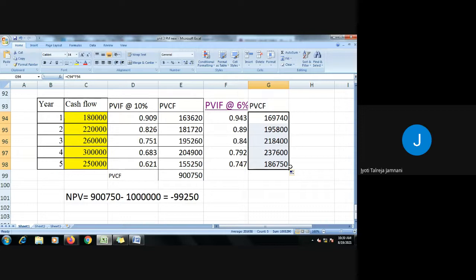1,95,800 you will get. And 2,18,400, 2,37,600, 1,86,750. So these are the rates that you get, or this is the amount of value that you get after finding the present value at 6%. Now we'll find the total. So we want present value cash flow. The total is addition of all this.